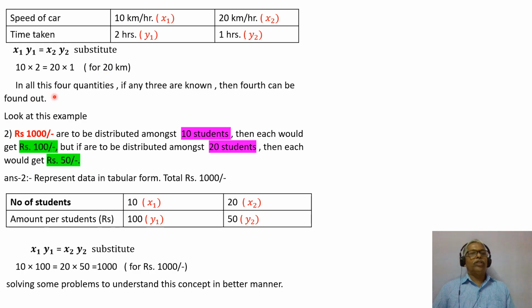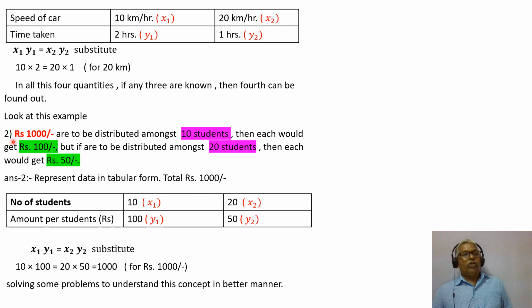In all these four quantities, if any three are given, then the fourth can be found out. This is very important, and what is still more important is, don't make a mistake in writing these quantities in a symmetric manner. Check out for this, x1 and y1, don't do it the other way around. That is very important, and you will get this by solving many problems.